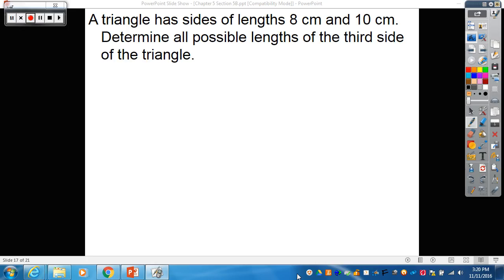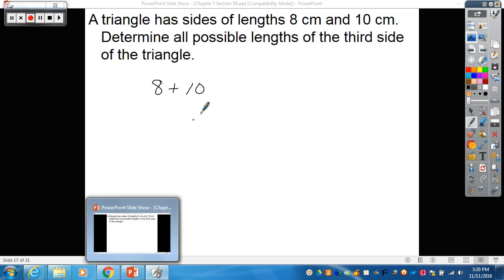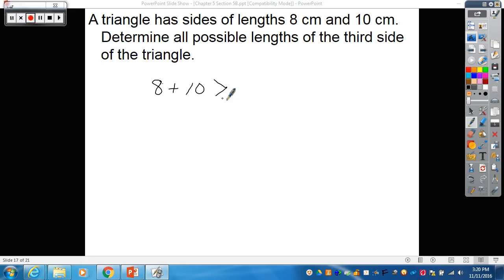So as a result, I have to write two different inequalities to figure out the range for the third side length. It's either going to be 8 plus 10, so in this case I'm saying that 10 is not the longest, it's one of the two smallest, is greater than x. x is the longest side right now. But 10 could be the longest side, so I'm going to do 8 plus x is greater than 10.